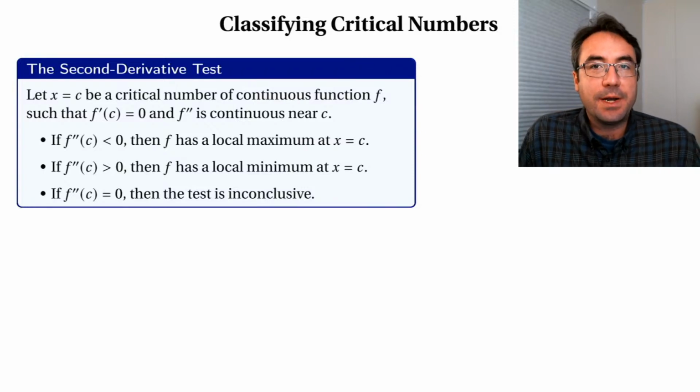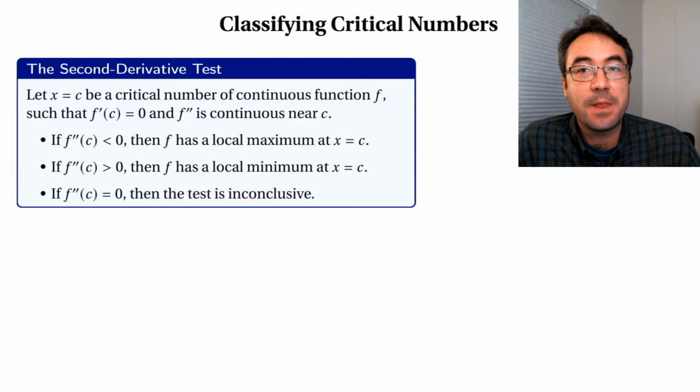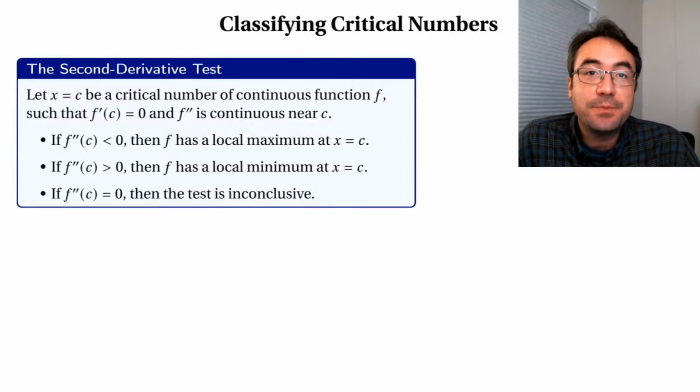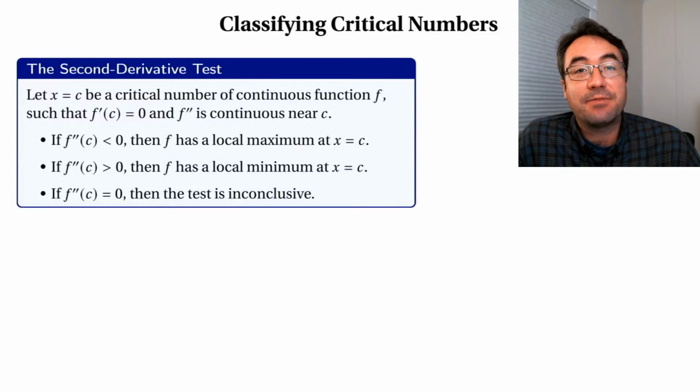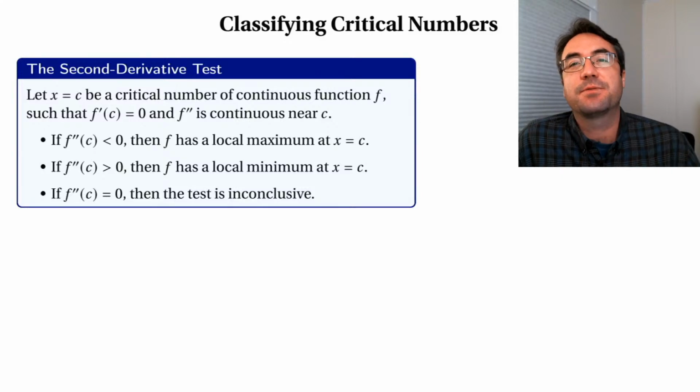But let's read through what it says. Let's suppose x equals c is a critical number of our continuous function f. And then we also have to assume that f prime is equal to 0 at x equals c, and that f double prime is continuous. So right away, there's a few more conditions there for this test to work.